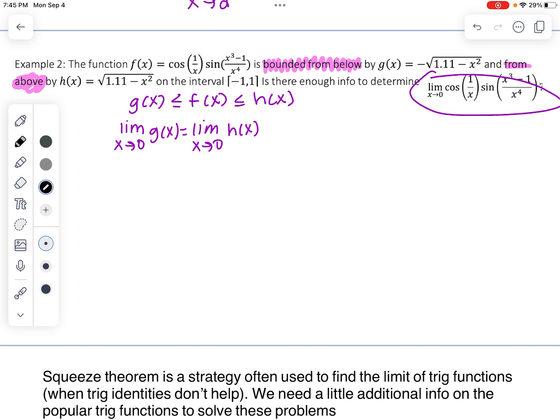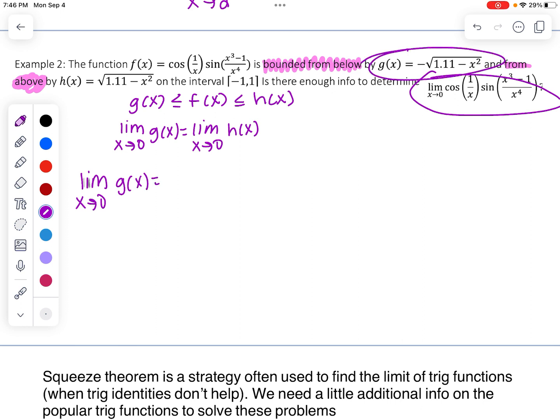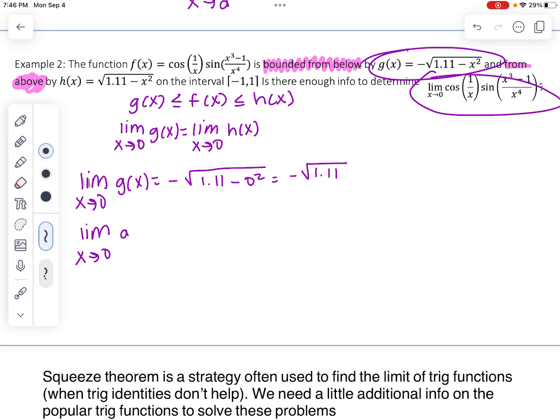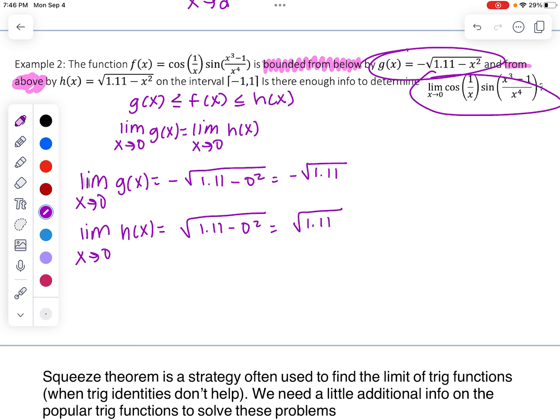If we were to find the limit as x approaches 0 of g of x, we are going to plug in 0 for this function up here. So I'm going to do negative the square root of 1.11 minus 0 squared, and that equals negative 1.11. I'm going to leave it like that. And then I need to find the right bound too, and I would plug in 0 into the square root of 1.11 minus 0 squared. The big difference is there's no negative sign outside the square root, and that gives us positive 1.11, and those are not the same thing.